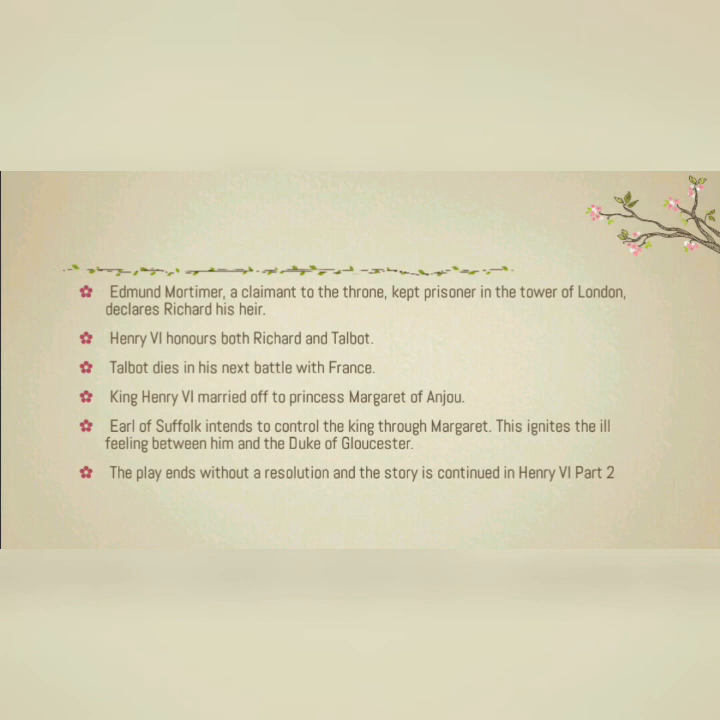But Talbot dies bravely in his next battle against the French. In the meantime, King Henry is married off to a young, fresh princess, Margaret of Anjou. The Earl of Suffolk intends to control the king through Margaret, which further ignites an ill feeling between him and the Duke of Gloucester. The play ends without a resolution, and the story is continued in Henry VI, Part 2.